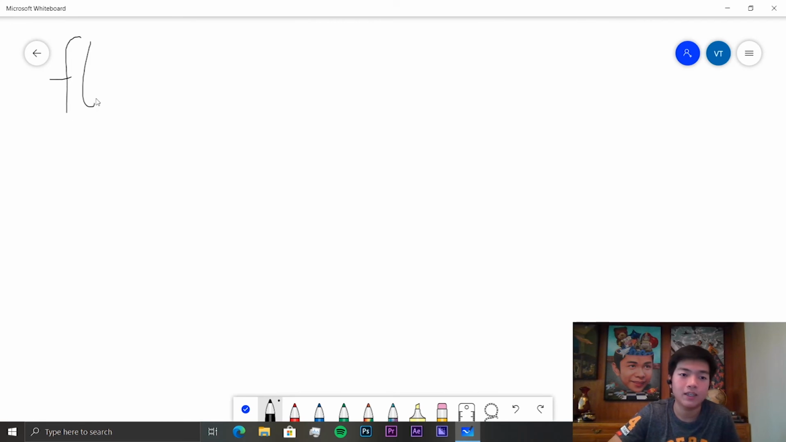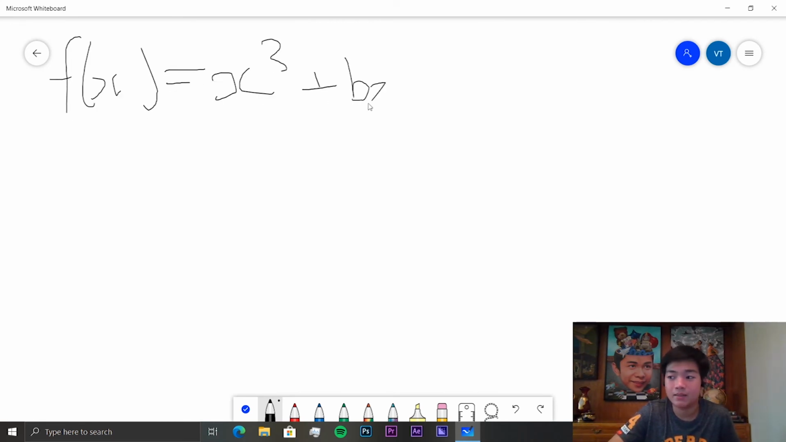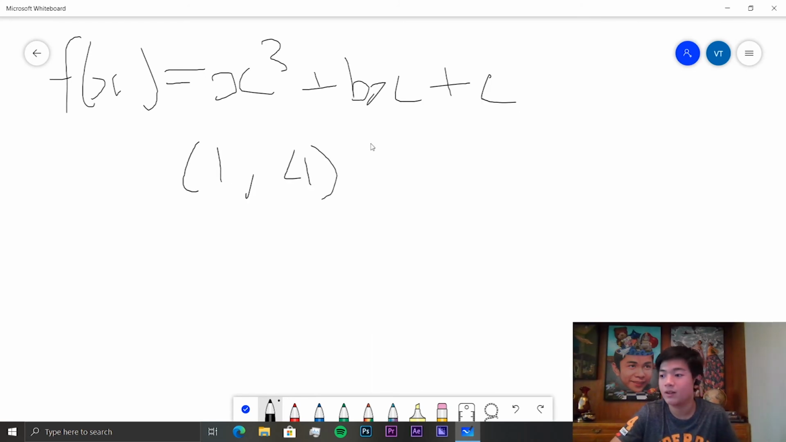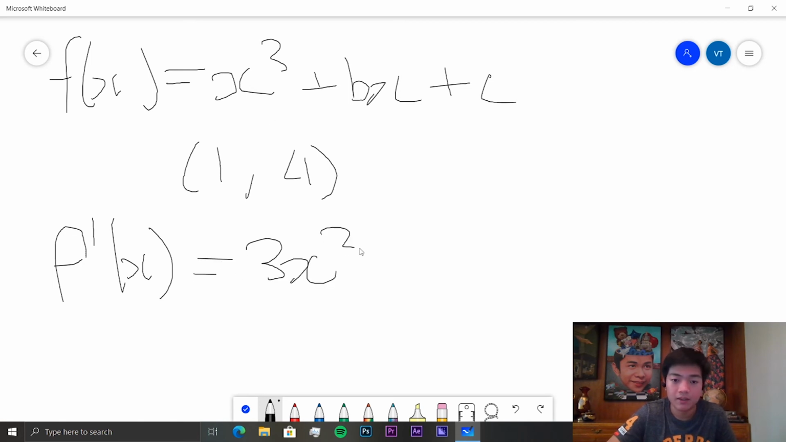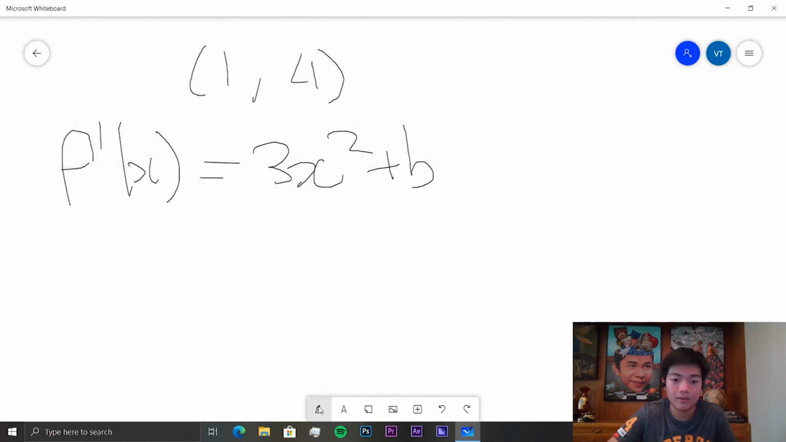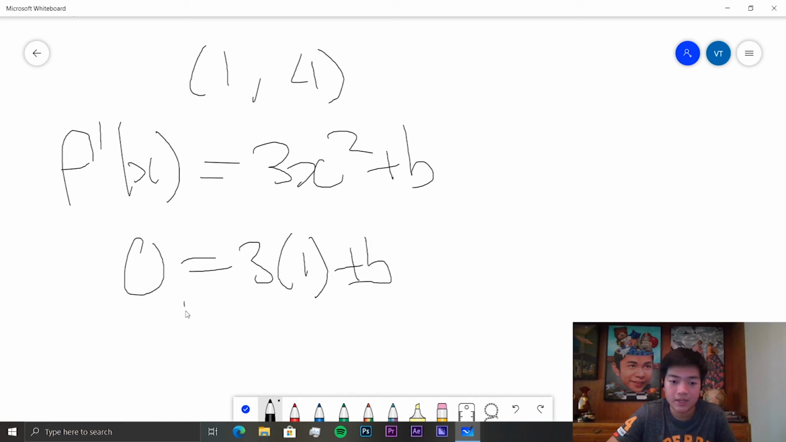So we have the function f of x is equal to x cubed plus bx plus c, and we know it has a turning point at (1, 4), so we need to find b and c and find any other turning points. If it has a turning point at (1, 4), again we have f prime is equal to 3x squared plus b, so 0 is equal to 3 times 1 plus b, so b must be equal to negative 3.